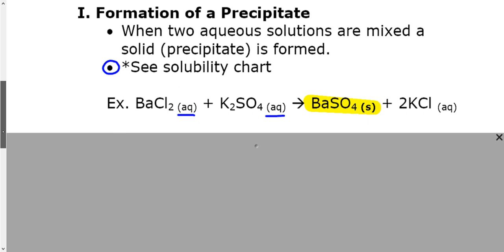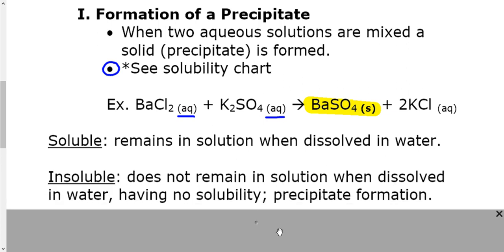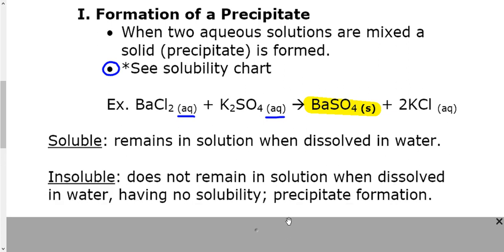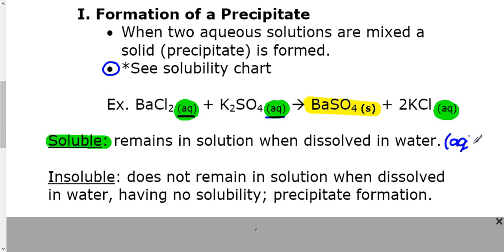So here are those terms that we need to know before looking at the solubility chart. Soluble and insoluble. When we look at the word soluble, it means that something is going to remain in solution when dissolved in water. Basically, anything that's soluble should have aqueous written beside it. So all of those three things that I just highlighted, those are soluble compounds. They stay dissolved in water when they're in solution, or they're aqueous. You can even make a note in here, this means aqueous.